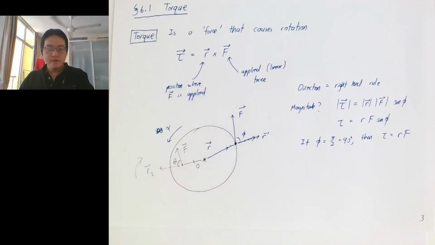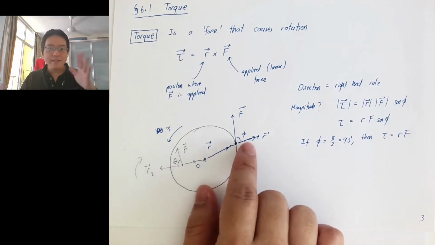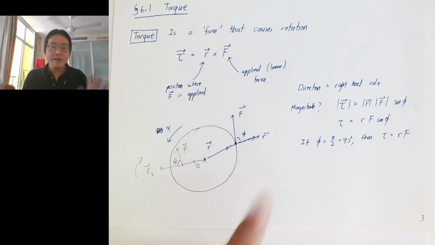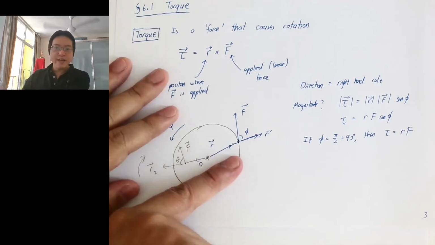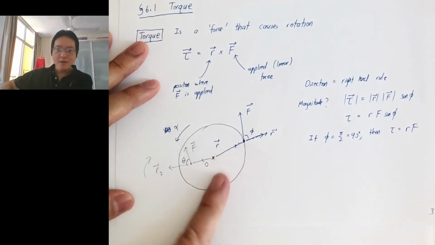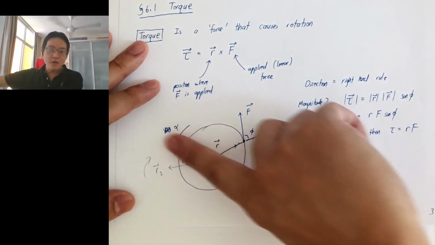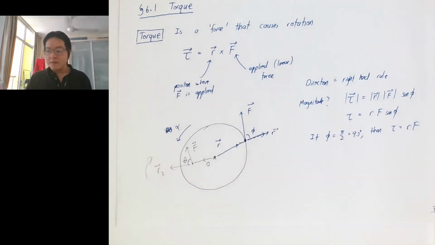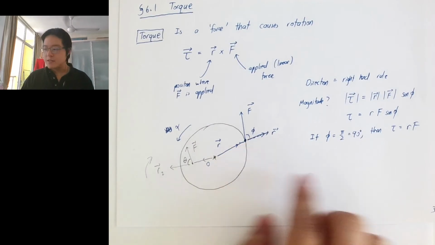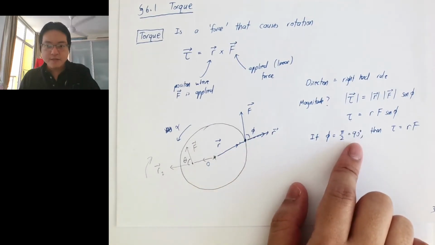Did someone have a question? Is the F always tangential? No, it's not necessarily. It depends on theta, because F is however you want to push it. I can purposely push like this or like this or like this. So not always tangential, but very frequently it will be tangential if it's 90 degrees.